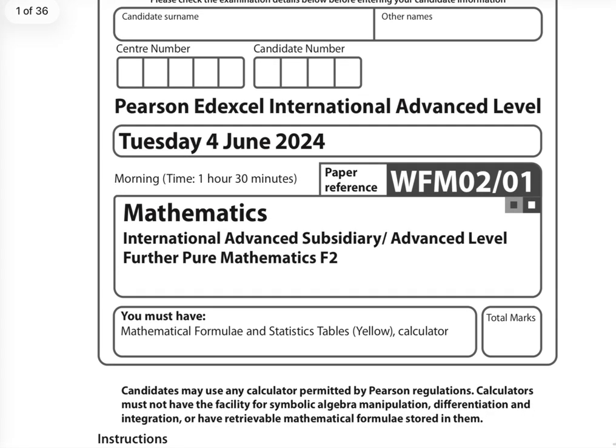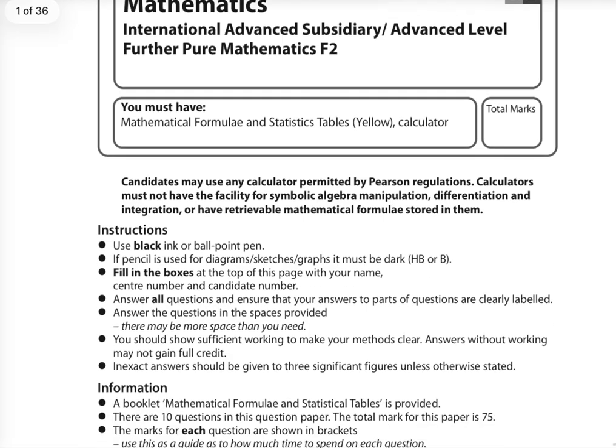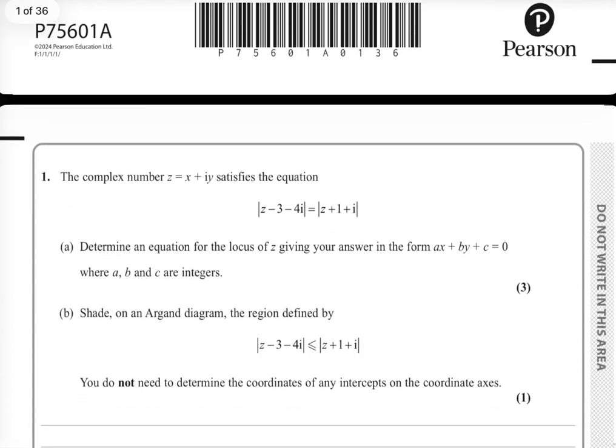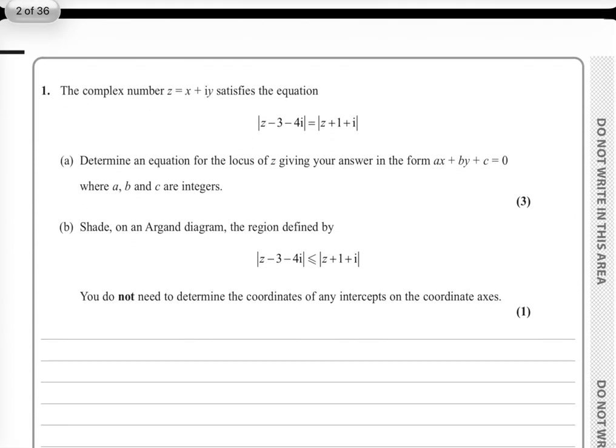This was the June 2024 paper. You were allowed a calculator and the formula booklet. The complex number z equals x plus iy satisfies this equation here. Determine an equation for the locus of z, giving your answer in this form, where a, b, and c are integers.